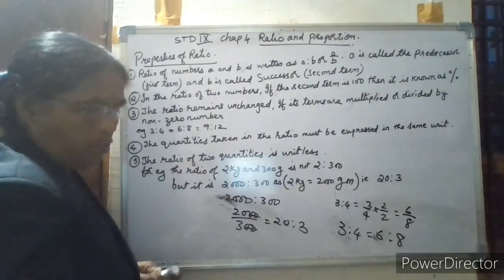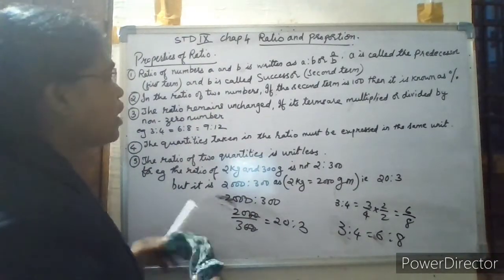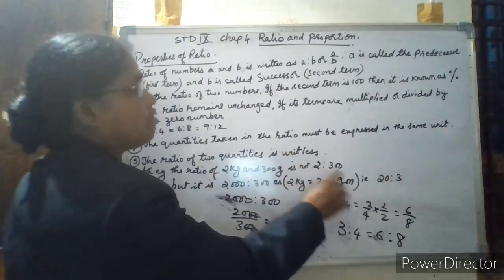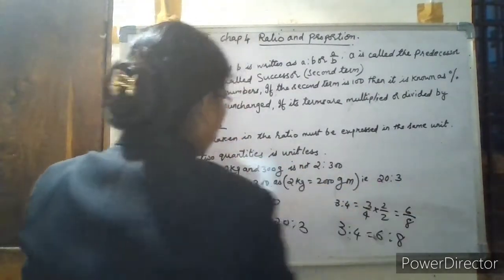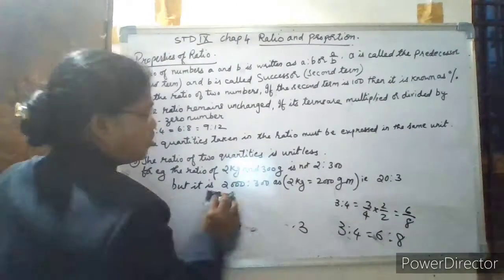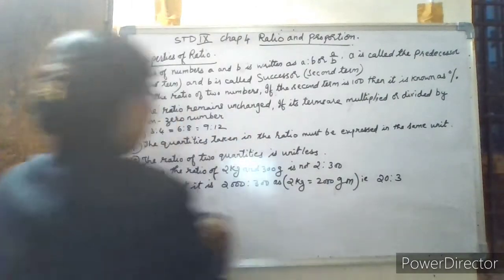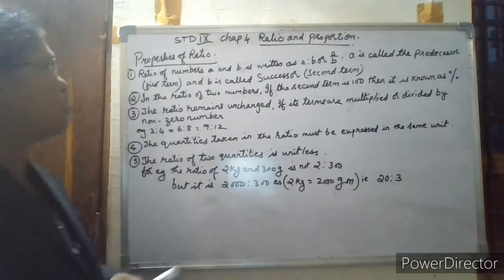Fifth property, the ratio of two quantities is unitless. We don't write the units here. When we write in ratio form, it is unitless. So these are the 5 properties of ratio.